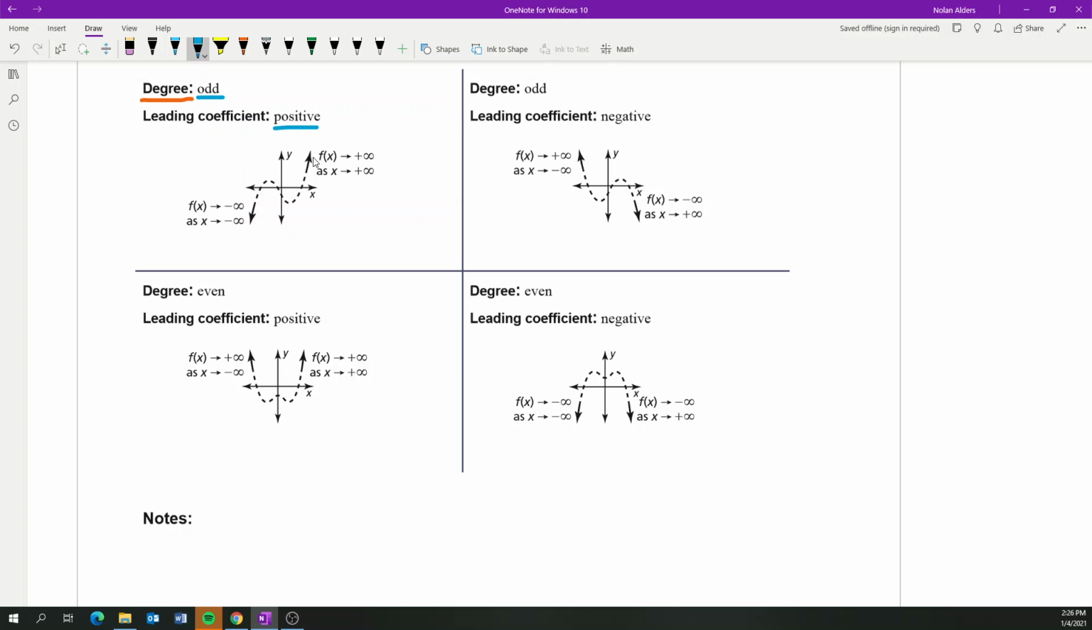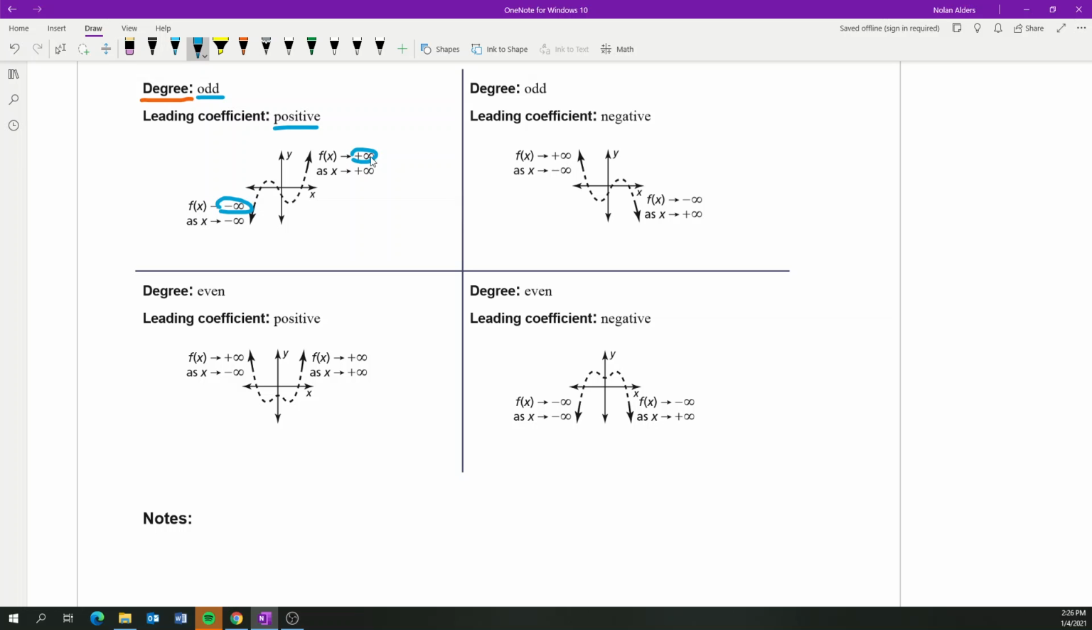And we're interested in the end behavior. In other words, as we move to the right, what does the function do? And we can see it goes up towards positive infinity. And as we move to the left, what does it do? And we can see that it goes down to negative infinity. You're just looking at what the f of x is doing. What is f of x doing?